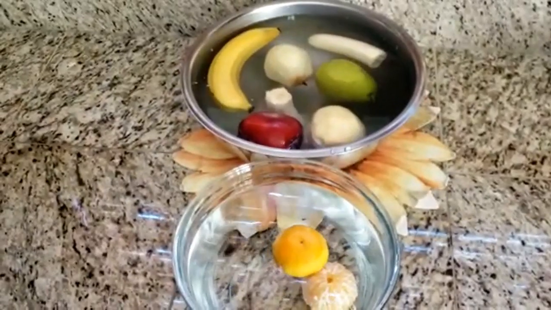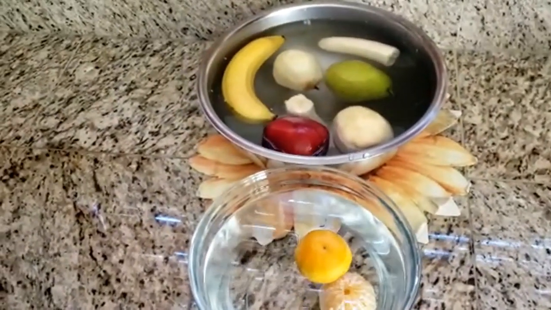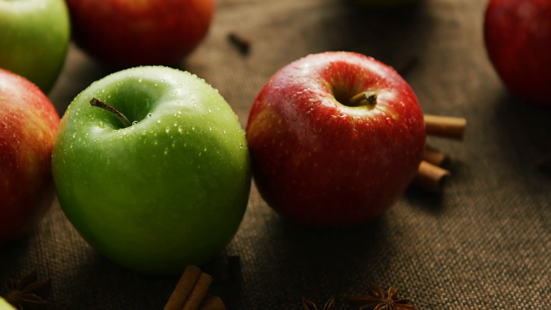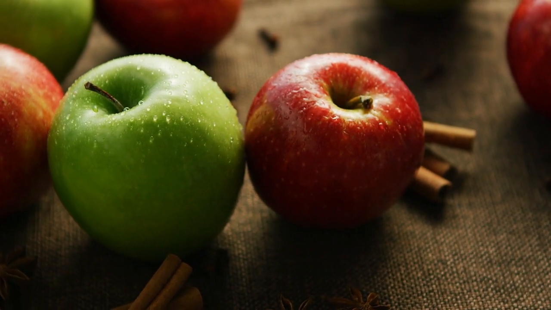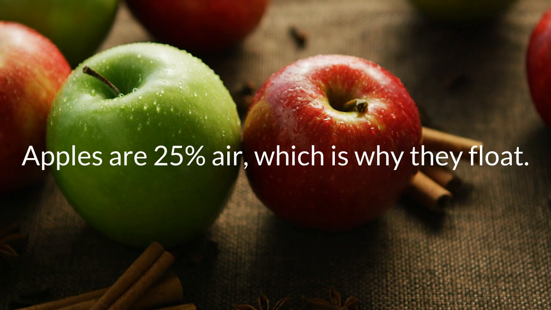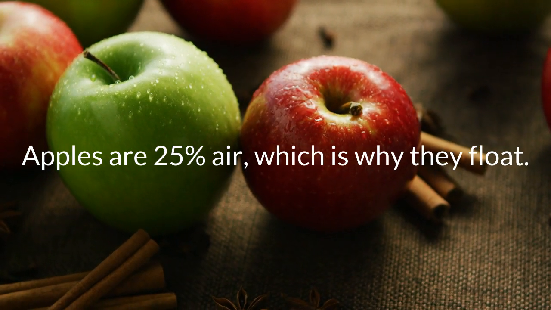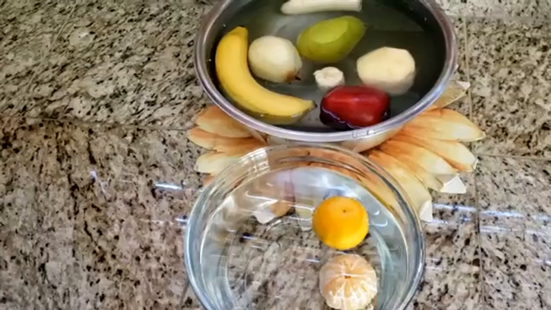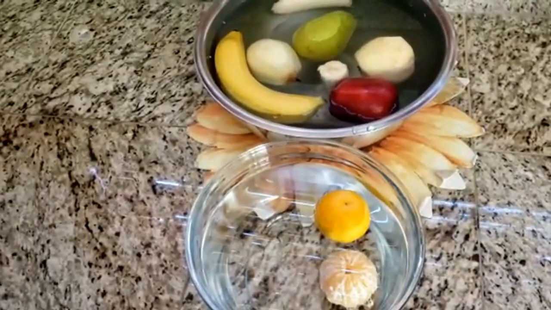Why does this happen? Some fruits, such as apples, contain a lot of tiny pockets of air. This makes them less dense than water, meaning they float. They would make great boats.